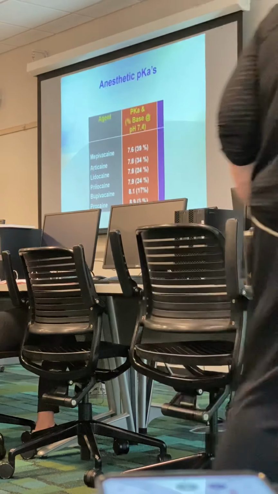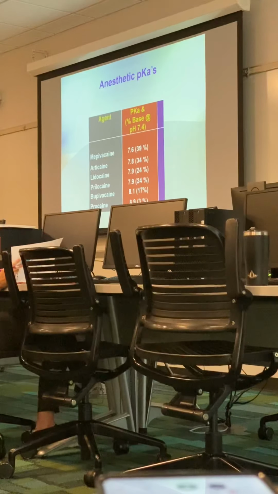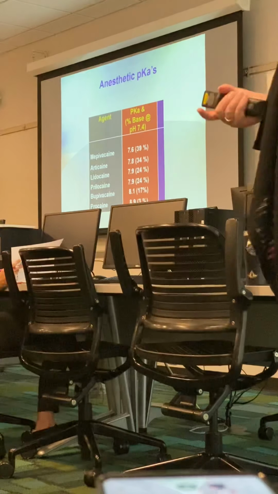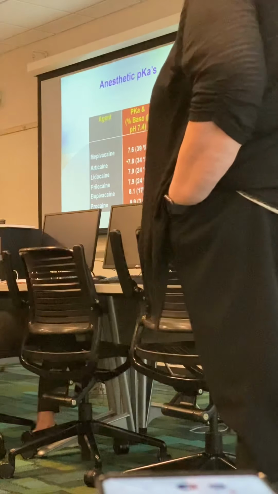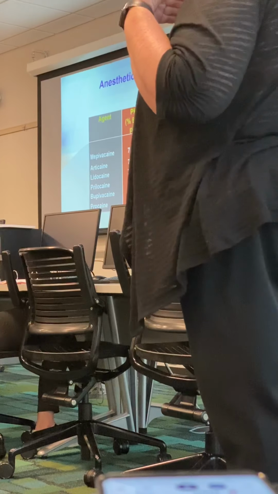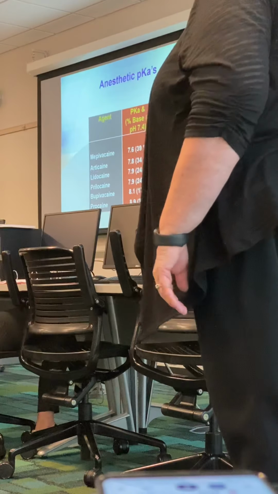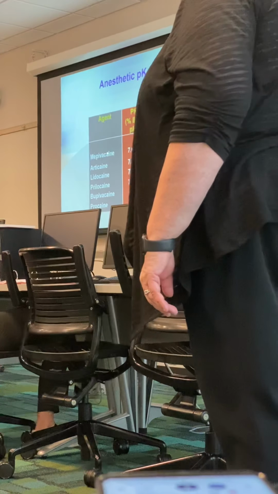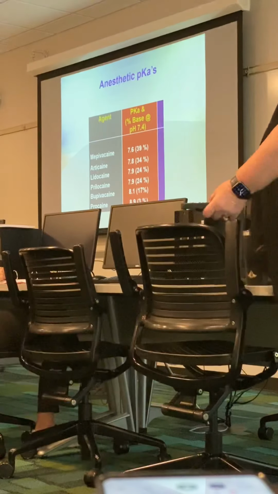All right, so if we look at the pKa's, this is important to understand, not necessarily memorizing the numbers. You don't have to memorize the percentages. Just realize that there are anesthetics that have a pKa closer to normal body pH, and then you have some that are not, okay? I want you to kind of know the order, but not necessarily memorize the numbers. I'm not going to ask what's the pKa of procaine.